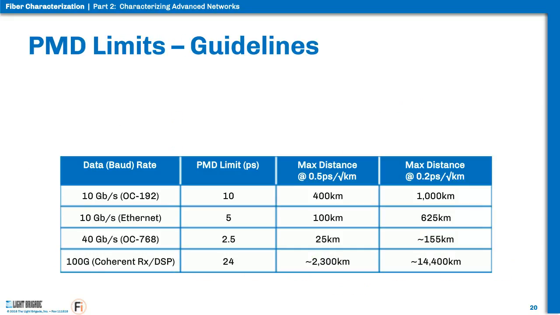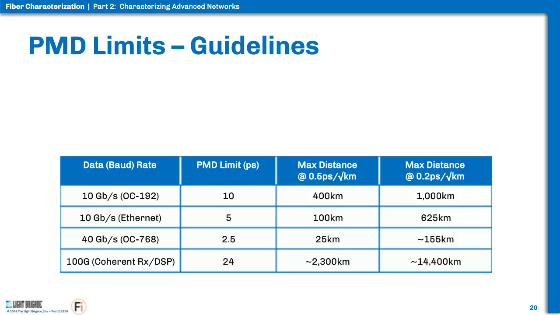In terms of guidelines or limits, here we see 10 gig SONET on the top line, 10 gig Ethernet in the second line, 40 gig, and then 100 gig with coherent. The 100 gig we're referring to is polarization multiplexed transmission with coherent receivers, also using DSP, the digital signal processing that happens at the receive side. This provides very high tolerances of both CD and PMD.